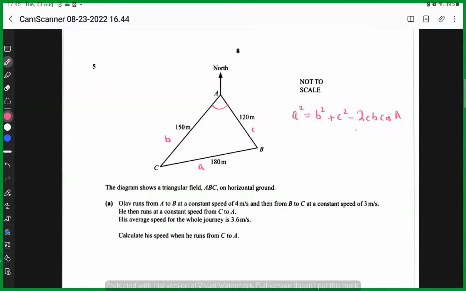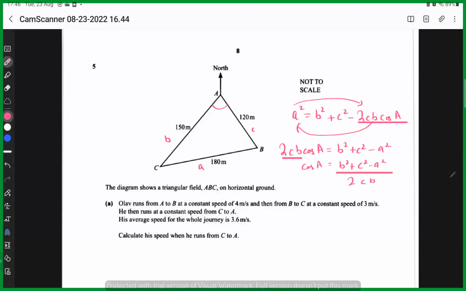What I can do is, I'll take this entire thing on the other side, and I will take this a squared over here. So 2cb cos A equals b squared plus c squared minus a squared. 2cb is being multiplied, so I'll take it on the other side, and this becomes cos A equals b squared plus c squared minus a squared divided by 2cb.